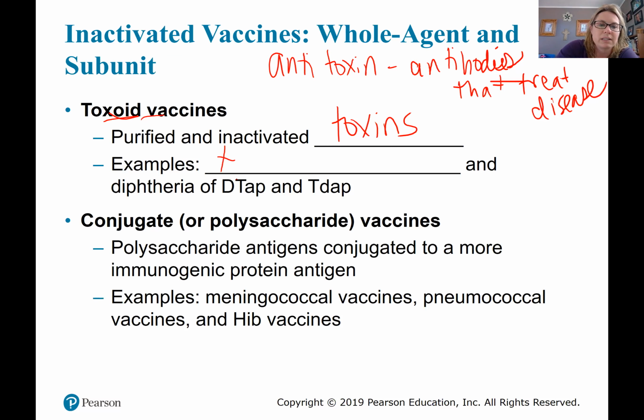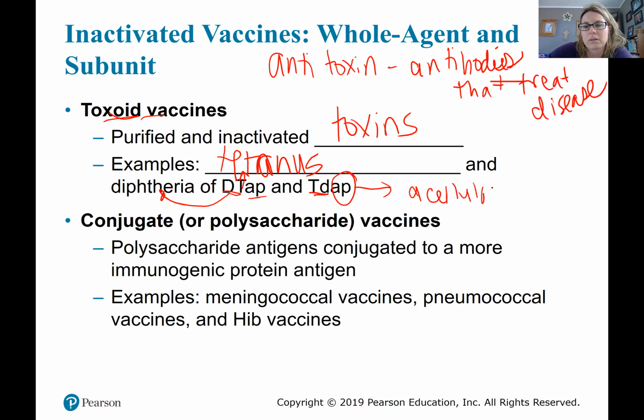Examples of toxoid is tetanus toxoid, diphtheria are also put in, those two are put in together in a combination vaccine called DTaP. And then the AP, so the D stands for diphtheria, the T stands for tetanus, and then the AP stands for acellular pertussis, or whooping cough.